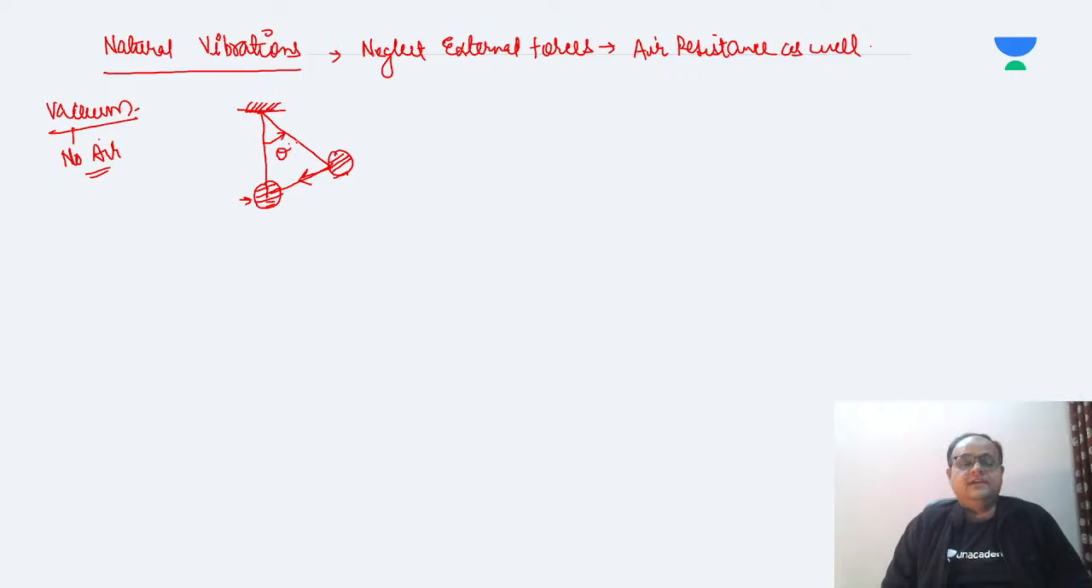Yes or no? If we are expecting the bob to come back towards its original position, it does require a force, and that particular force is called restoring force. Yes, that's called restoring force.